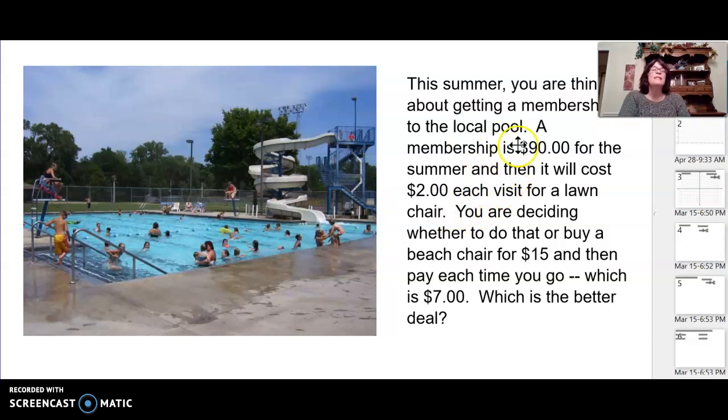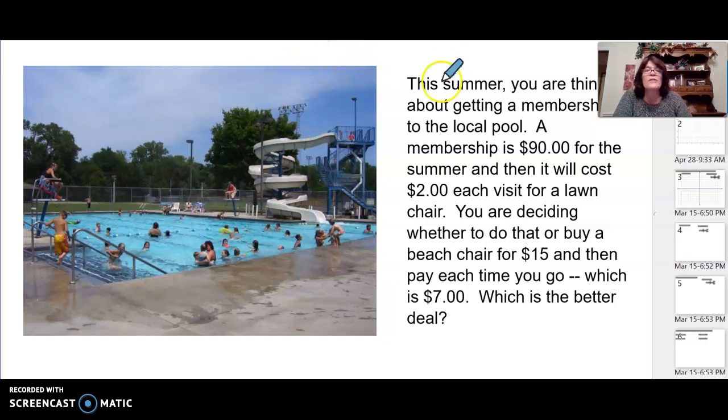But let's pretend that we are thinking about either buying a pool membership for $90, which will get us in anytime we want all summer long. But we will then pay $2 each time for a lawn chair. Okay, so we do like to have our lawn chair. You are deciding whether to do that or run down to Target and buy a lawn chair for 15 bucks. And then you would just pay every time you go, which is $7. We want to know which is the better deal.